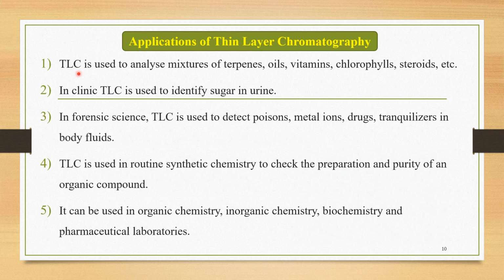The last important point in thin layer chromatography is the applications. What are the applications of thin layer chromatography? Here are some important applications of TLC. First, TLC is used to analyze mixtures of terpenes, oils, vitamins, chlorophylls, steroids, etc. Second, in the clinic, TLC is used to identify sugar in urine. The third one is in forensic science, where TLC is used to detect poisons, metabolites, drugs and tranquilizers in body fluids. This is a very important application of TLC in forensic science.